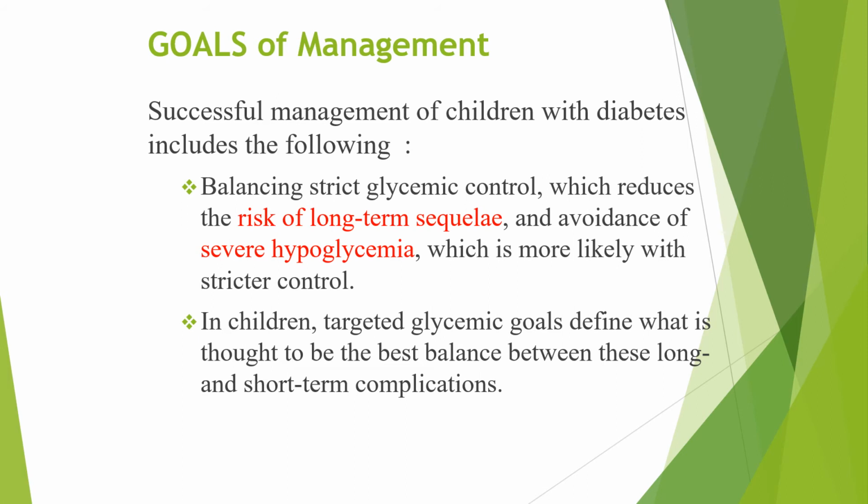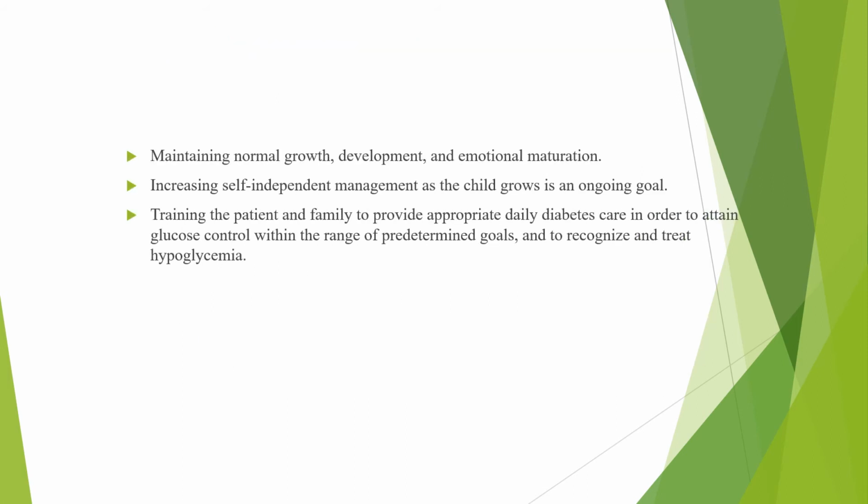In children, targeted glycemic goals define what is thought to be the best balance between those long and short-term complications. Maintaining normal growth, development, and emotional maturation is also our target, and increasing self-independent management as a child grows is an ongoing goal also. And training the patient and the family to provide appropriate daily diabetic care in order to attain glucose control within the range of predetermined goals and to recognize and treat hypoglycemia is another goal.